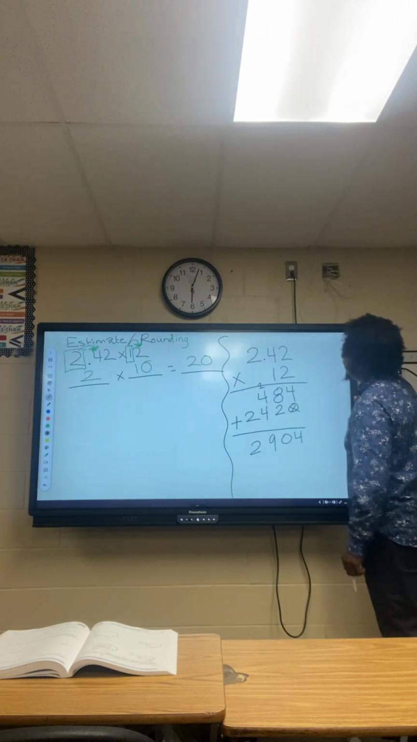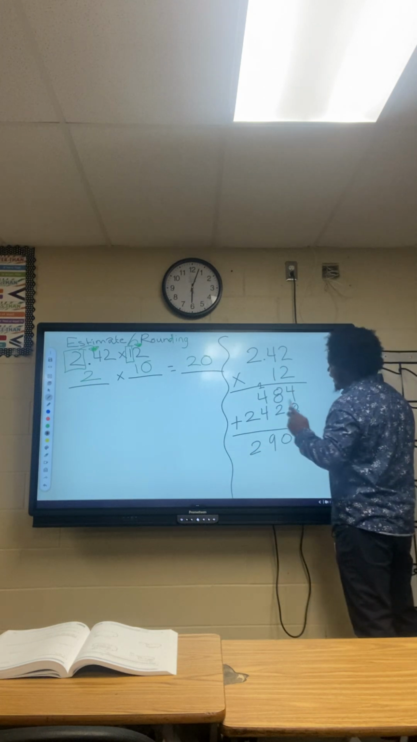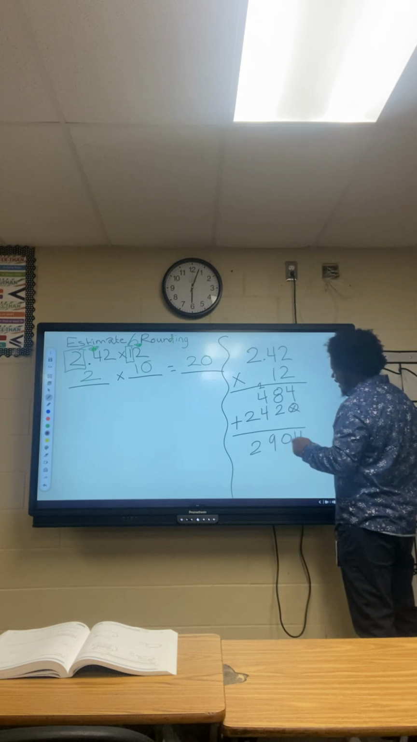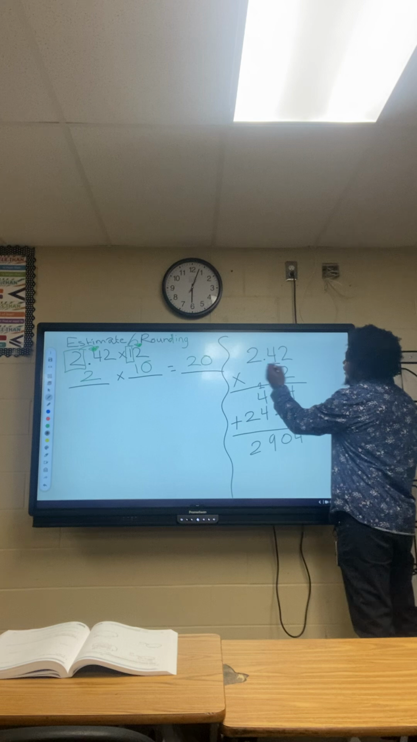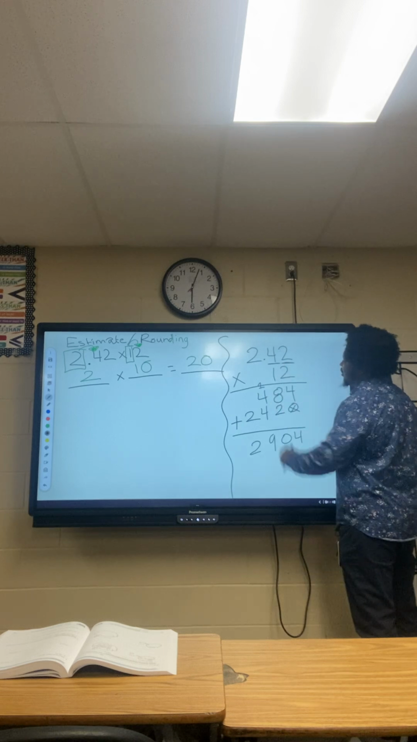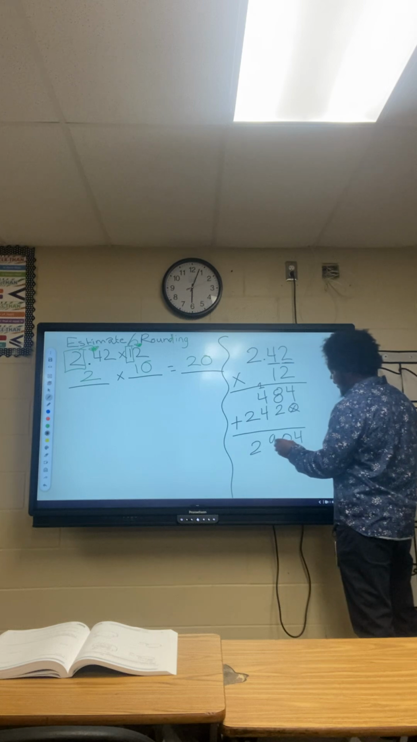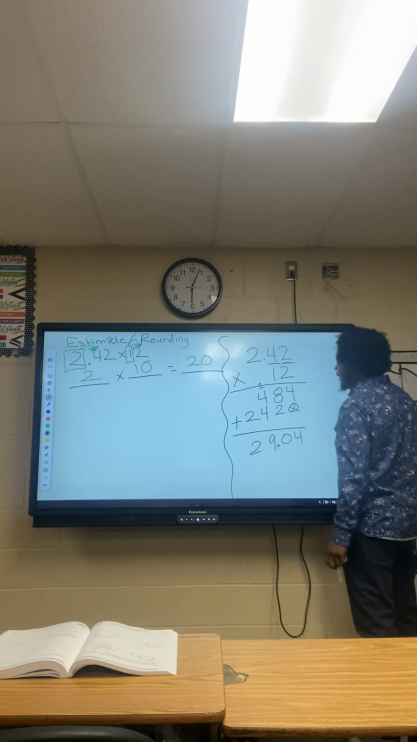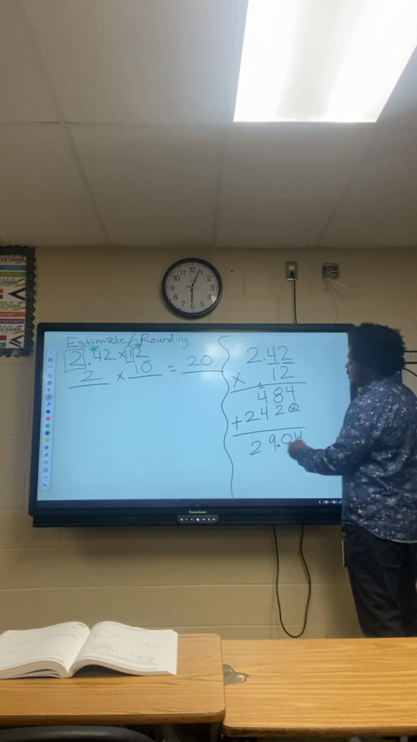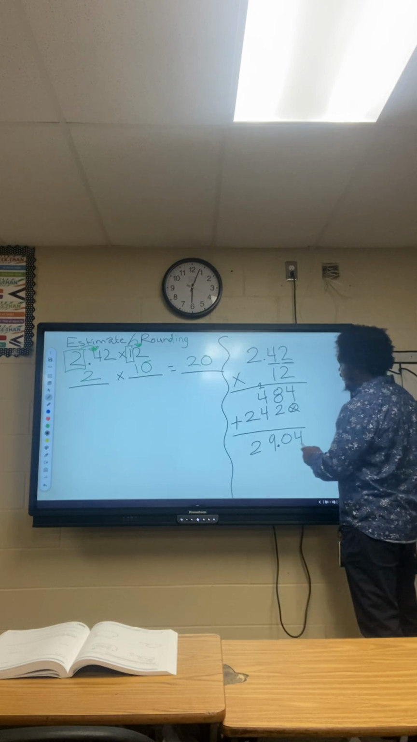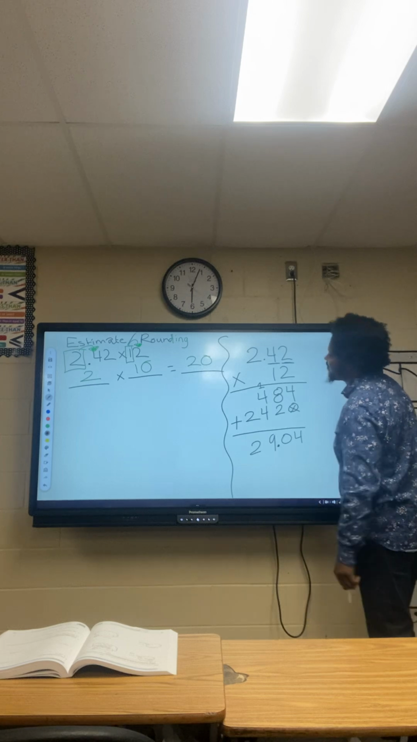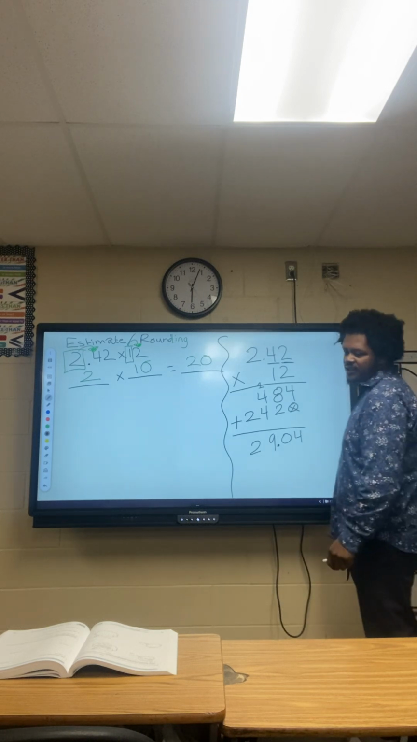So 2.42 times 12, is it 2,904? No, it's not. We have to go back and we have to count how many digits are to the right of the decimal. So we have 1 and 2 digits. So we are going to reflect that in our product, our answer to this multiplication problem. So our product is 29.04 or 29 and 4 hundredths. Okay, so there's your example for the first section.